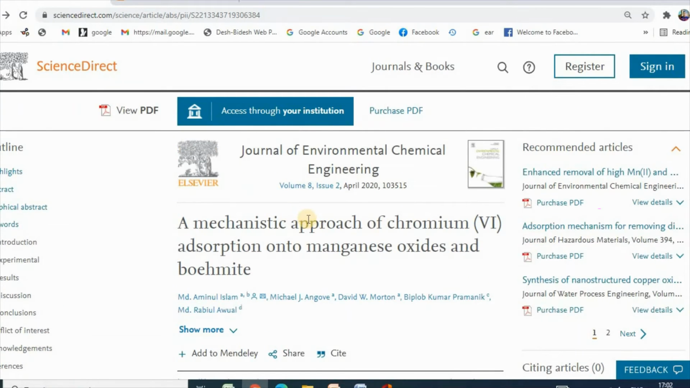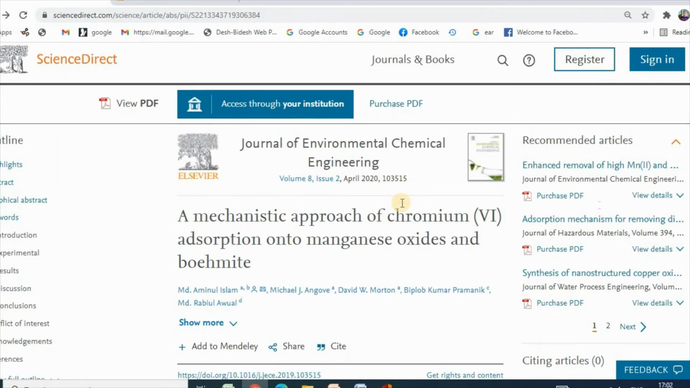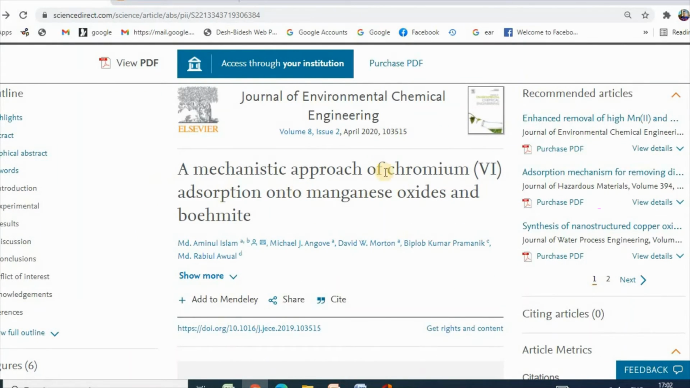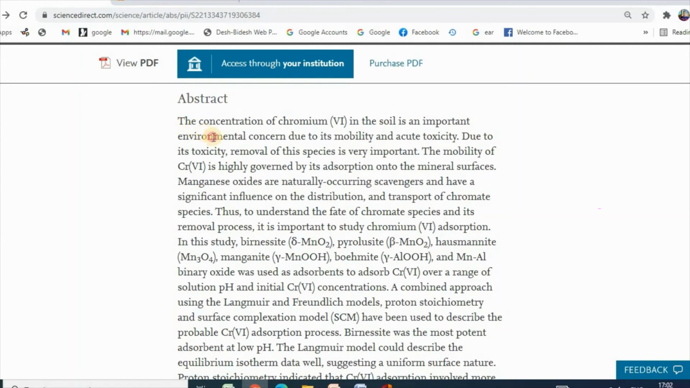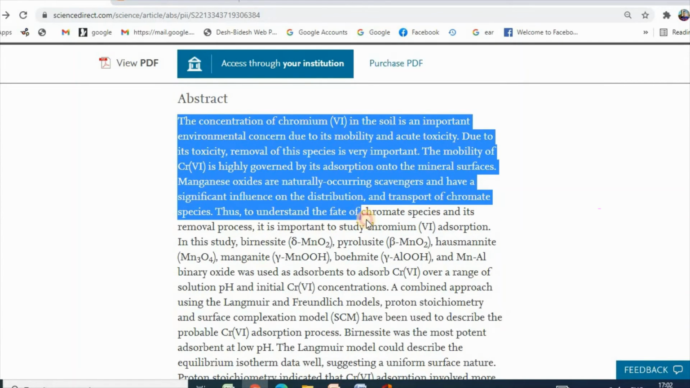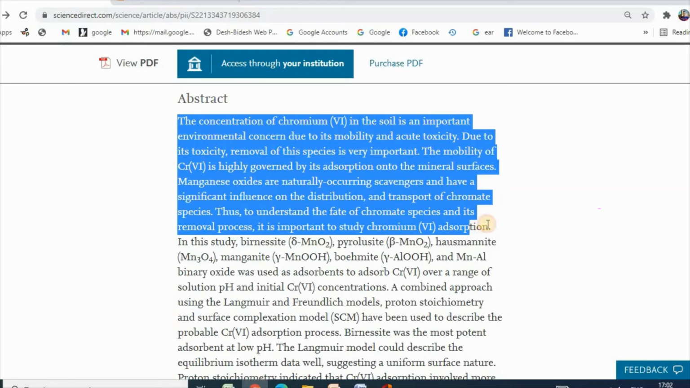Now, let us consider another article which has been published in the Journal of Environmental Chemical Engineering. The title is A Mechanistic Approach of Chromium Adsorption onto Manganese Oxides and Boehmite. So, let us go through the abstract. The selected portion is the problem statement, or why this study is important.